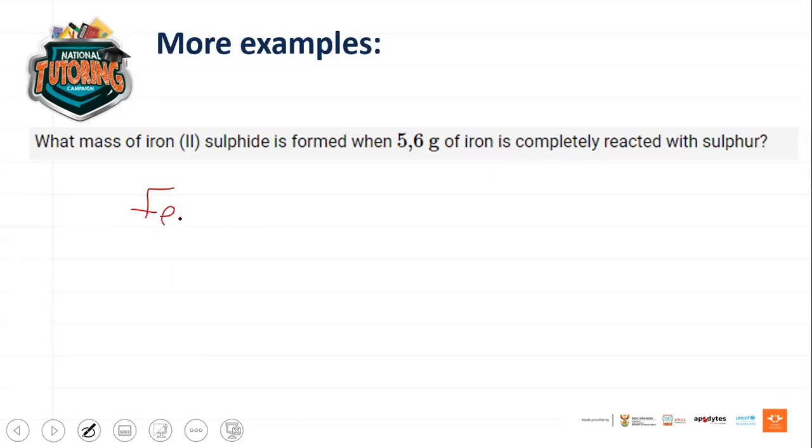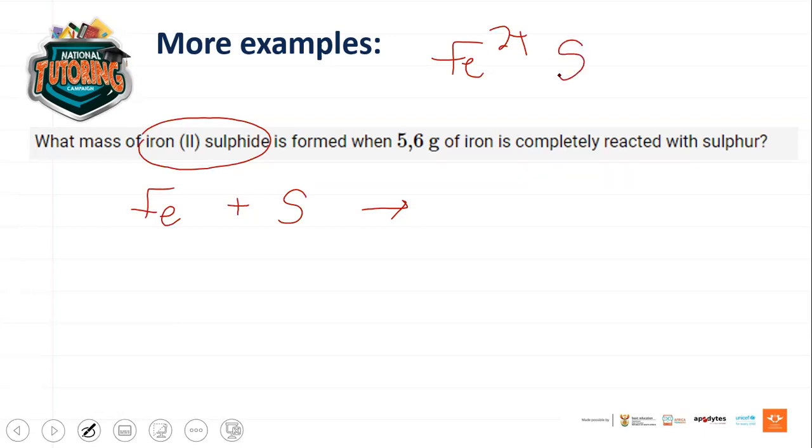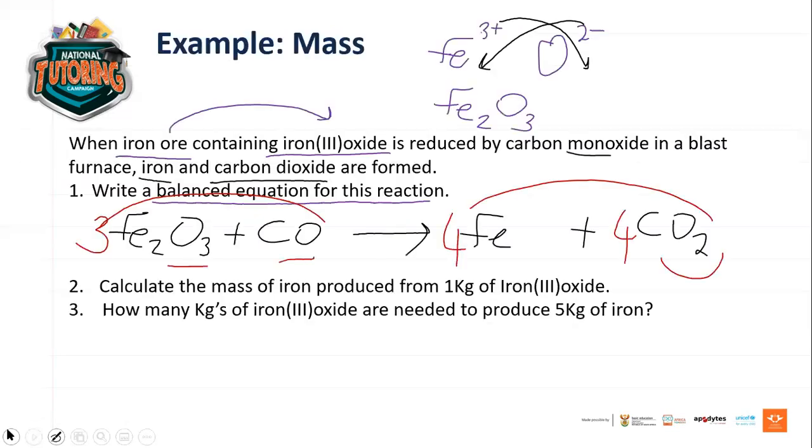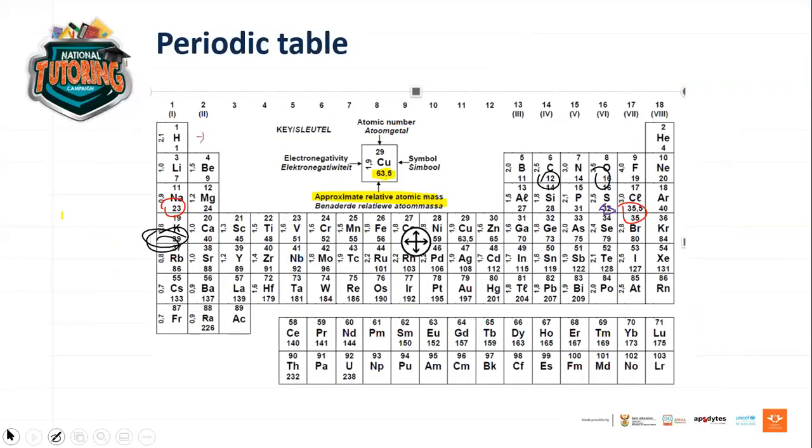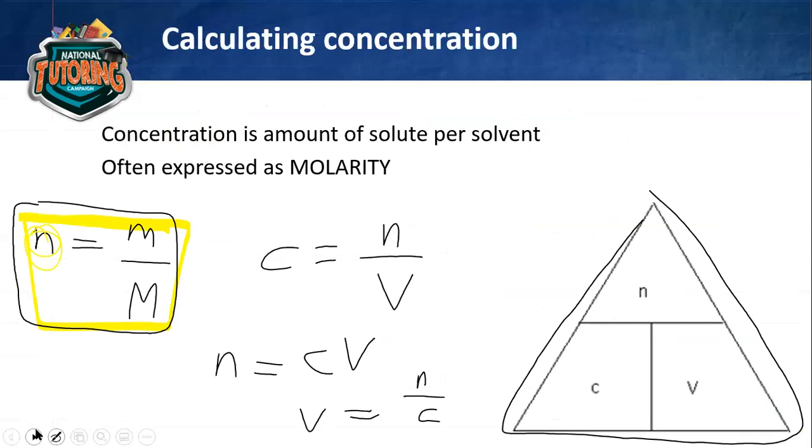We've got iron that's reacting with sulfur. And what do we get? It says, what is the mass of iron 2 sulfide? Okay, so that means it's Fe2+. That's what iron 2 sulfide means. And then what is sulfide? What group is sulfur in? Because sulfide is sulfur. We'll go back to the periodic table to remind ourselves what group sulfur is in. It's in group 6. So that means it has an oxidation state of 2 minus, same as oxygen.